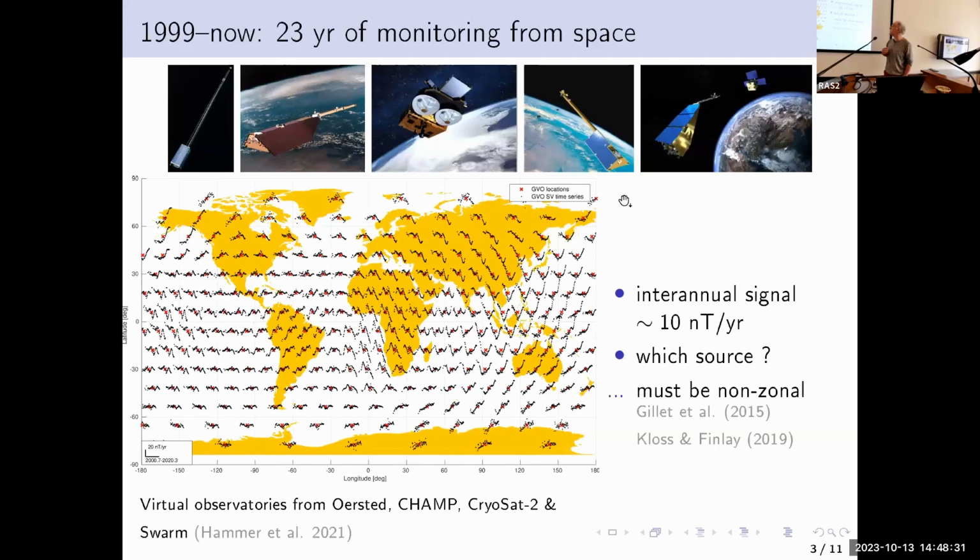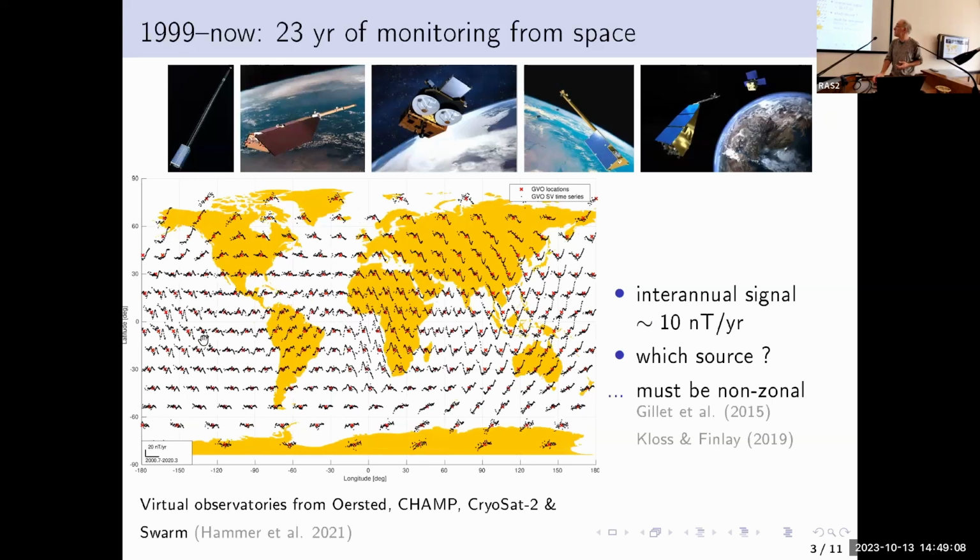So now, with all these series of satellite missions, starting from Ørsted, CHAMP, SWARM, and now the MSS mission, we are able to build this kind of picture. This is a work by Magnus Hammer, where we show the secular variation here at many points in space called virtual observatories. What we witness are fluctuation of the secular variation, the rate of change of the magnetic field, of the order of 10 nanotesla per year. So we knew this already from observatories, but now we are able to witness that all over the world.